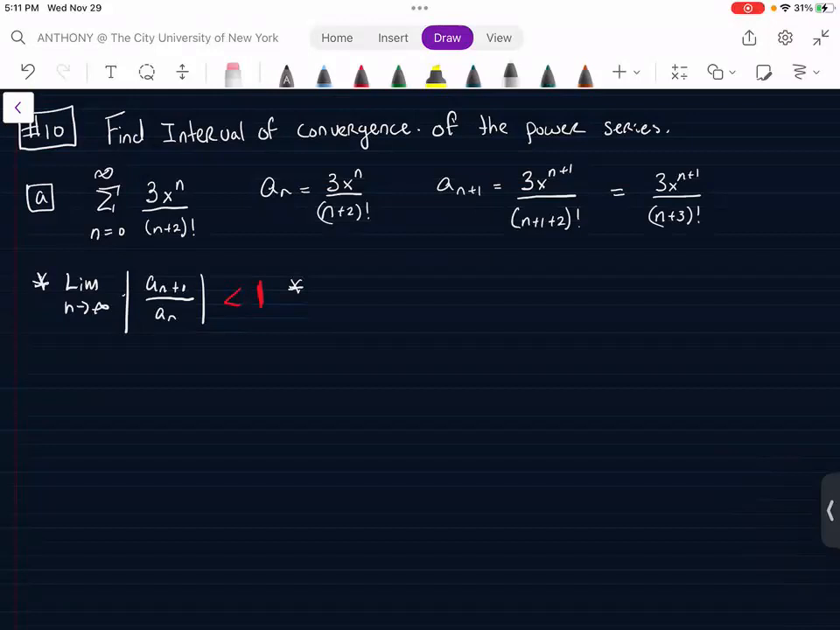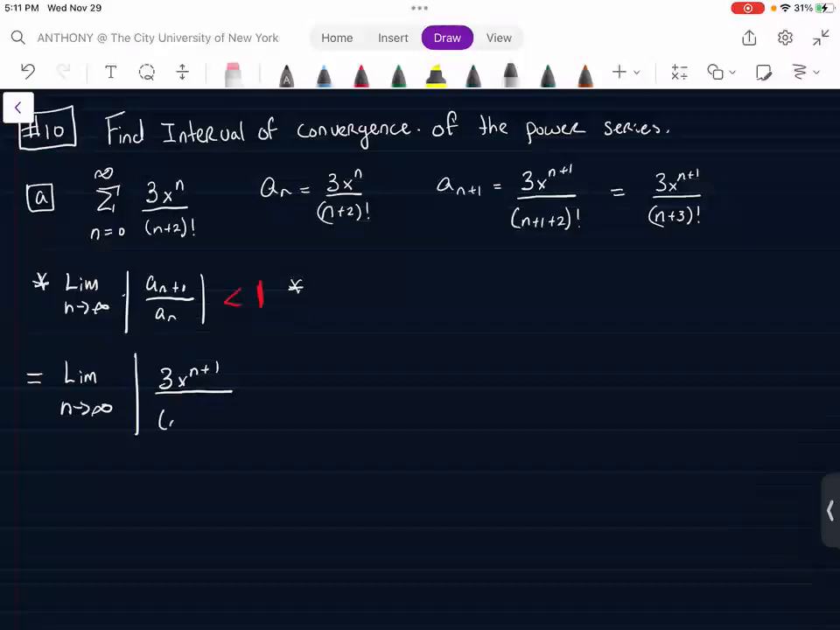All right, so let's compute our limit. I'm going to show you guys how I do this limit a little differently. We know that our limit is the limit as n approaches infinity of the absolute value. Inside of the absolute value, I put the a_(n+1) first, so that's 3x to the power of n plus 1 over (n plus 3) factorial, divided by the original sequence, 3x to the n over (n plus 2) factorial.